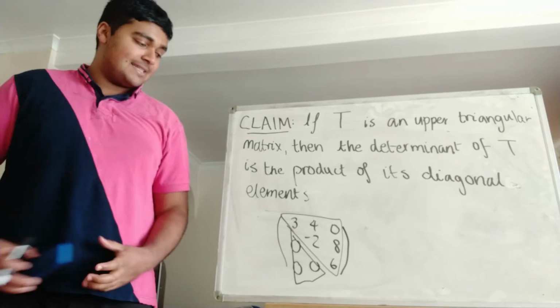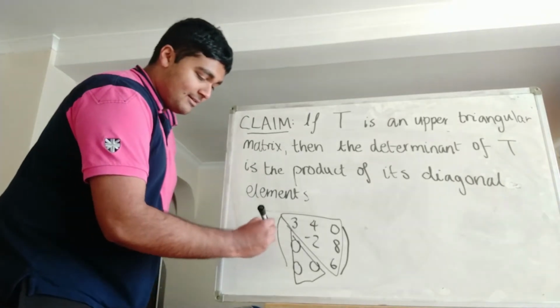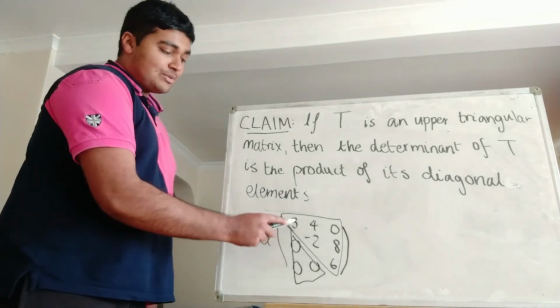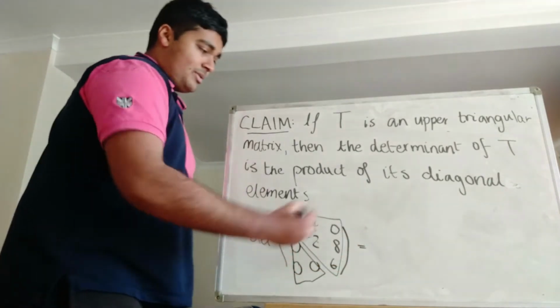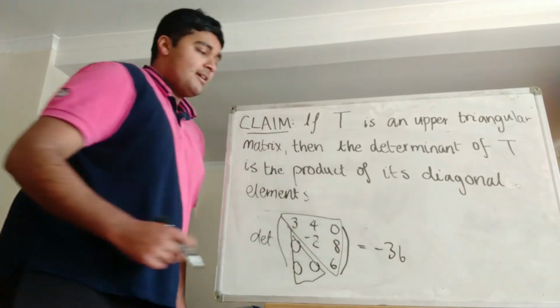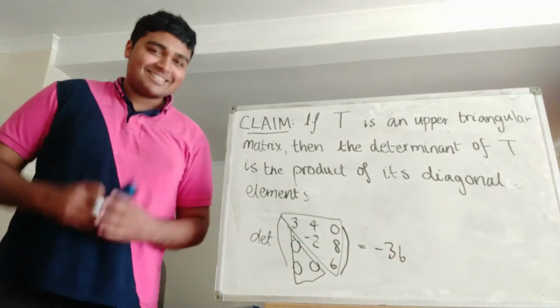So for example, in this case here, I'd claim that the determinant of this matrix is just the product of its diagonal, so the product of these guys here, so 3 times minus 2 times 6, which is what, minus 36. That's my claim. Let's get stuck into the proof.